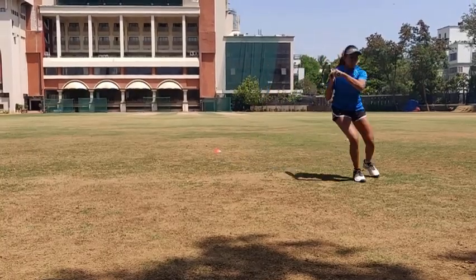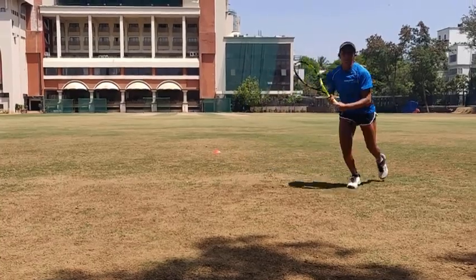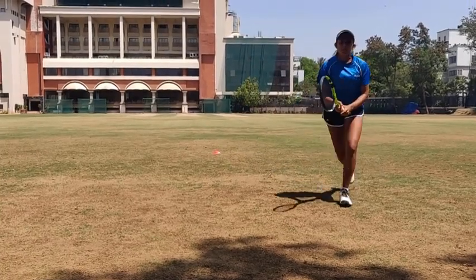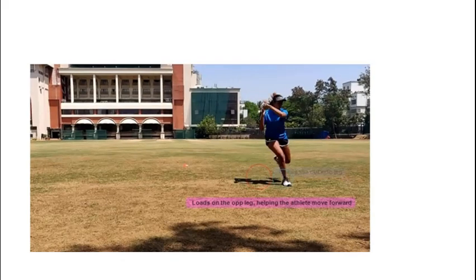Coming back to skill number 2, volleys. Again, the footwork for hitting a volley changes, as seen in the video and the screenshot. First, the athlete loads the outside leg, executes the shot, and then loads the other leg forward, ensuring a good position to move forward and get into a better position to hit the ball.